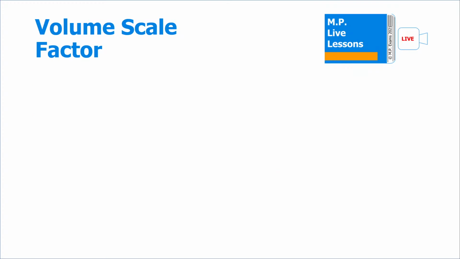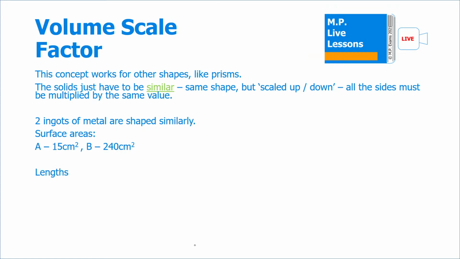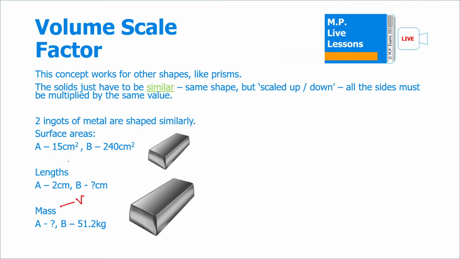This concept only works for shapes that are similar, like ones that are prisms. Basically, all the sides have to be scaled up or scaled down by the same factor. They could, for example, be halved. All these sizes will have to be halved, like the height, the width, the length, and so on. So let's say we've got two ingots which are shaped similarly. We've got the surface areas, the lengths, and then the mass, which is really just our volume, or acts in the same way.